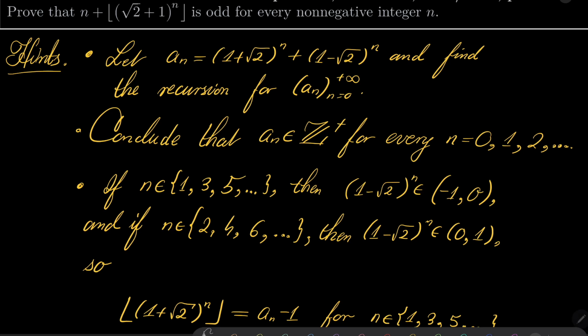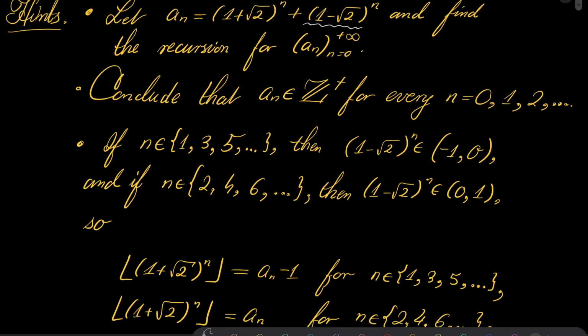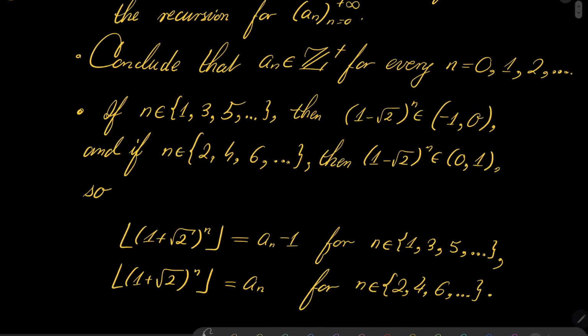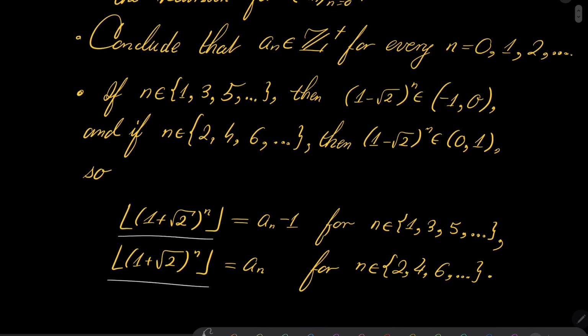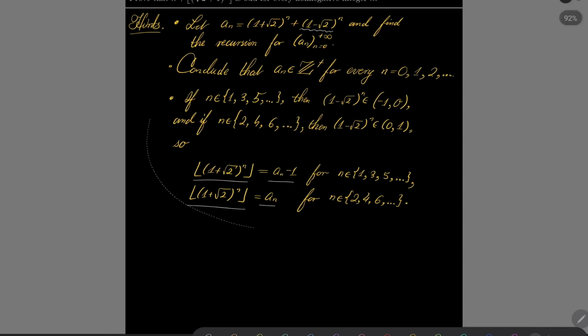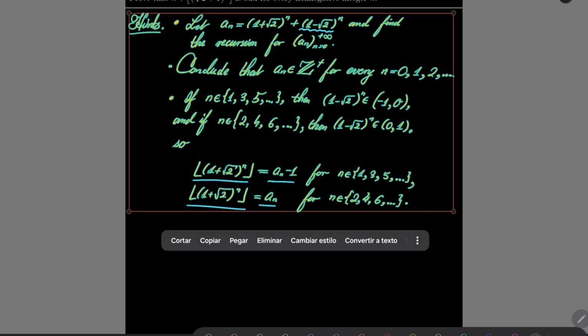And then notice that the term which we have introduced is a very small number between -1 and 1. And notice that if n is odd, then this number is between -1 and 0. And if n is even, but not 0, then this number is between 0 and 1. And then notice that our floor is connected to the sequence by these conditions. And try to conclude that every expression which we consider must be odd. So give this problem a try.